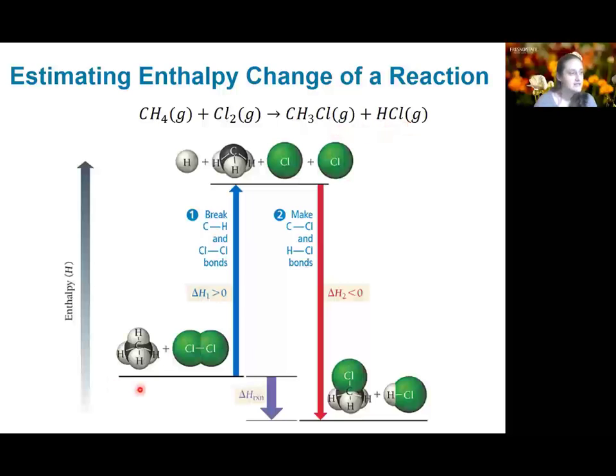So first we need to consider the bonds that are breaking. That would be the carbon-hydrogen bond in methane and the chlorine-chlorine bond here. And then we also need to consider the enthalpy of the bonds that are formed. And so the carbon-chlorine bond is one that's formed, and the hydrogen-chlorine bond is the other one that's formed in this process. And again, if we went back to the table, we could look up actual numerical values that went along with each of these cases.